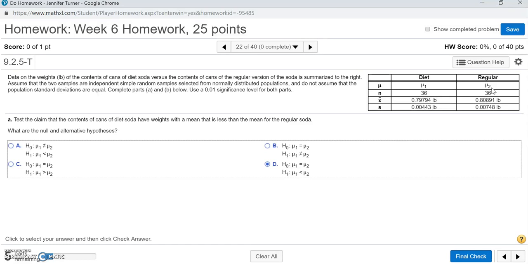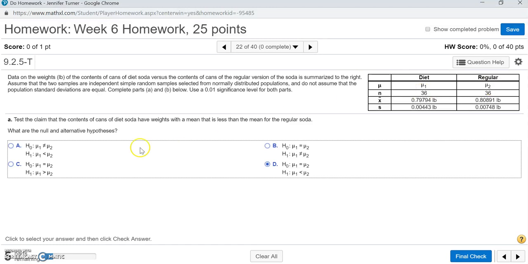The claim is that the contents of the cans of diet soda have weights with a mean that is less than the mean for the regular soda. So diet soda again was mu1, and the claim is that that mean is less than the mean for the regular soda. So mu1 less than mu2 should be my hypothesis, and that's going to go into the alternative hypothesis H1.